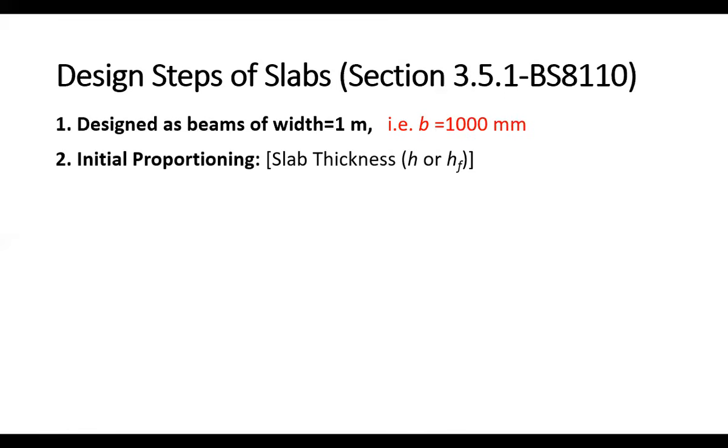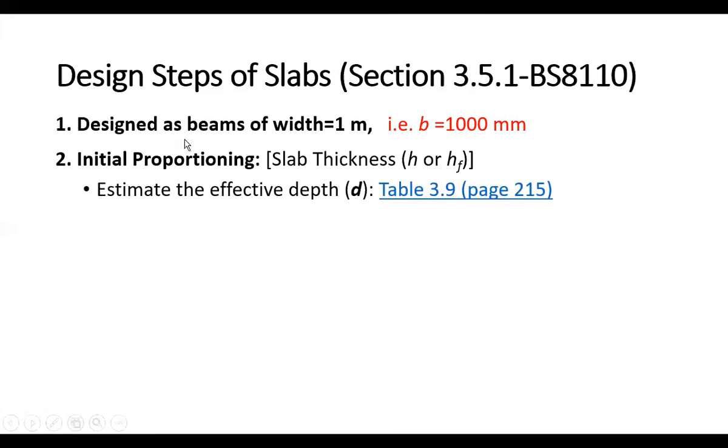The first thing after you take the 1 meter strip, we start by something called initial proportioning. Because when you design, you don't know how much the thickness of the slab is. What is the H slab? What is the HF? So we need to assume it. Okay, how to make this initial proportioning?